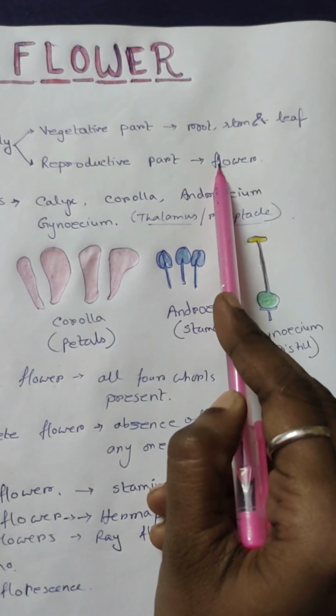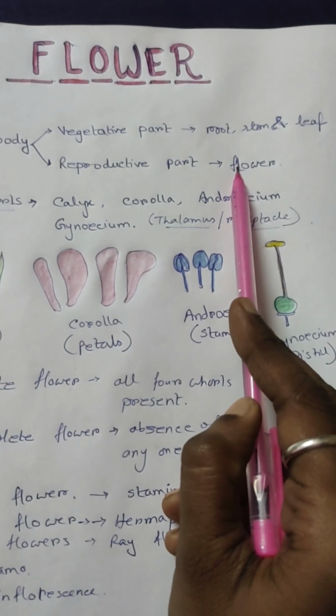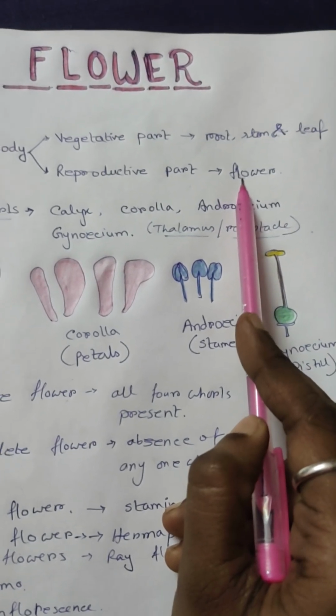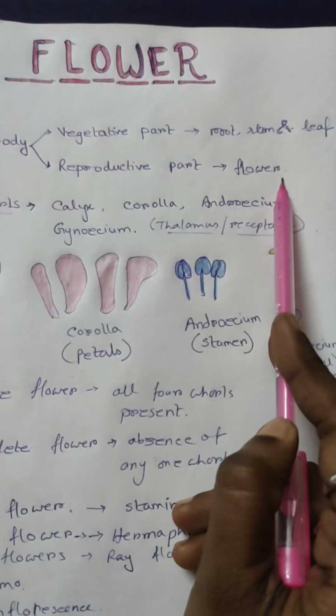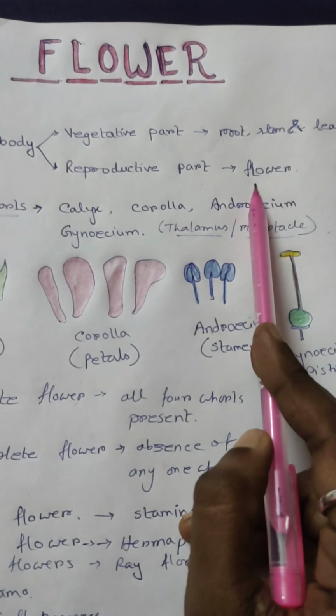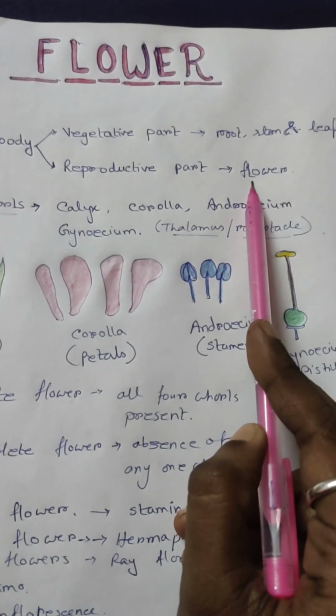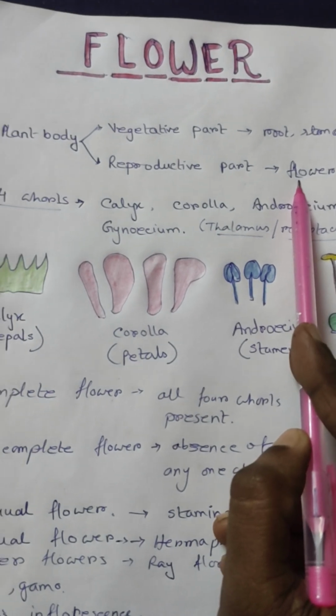So, the flower is responsible for sexual reproduction because a flower can produce gametes, male gametes and female gametes. And for sexual reproduction, male gametes and female gametes are fused. That is only possible by the flower.